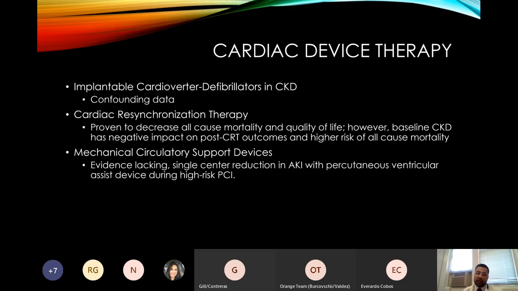For the cardiac resynchronization therapy, just to review, it uses a biventricular pacemaker that electrically activates both the right ventricle and the left ventricle in a synchronized manner, which is supposed to improve ventricular contraction and reduce the degree of mitral regurgitation.